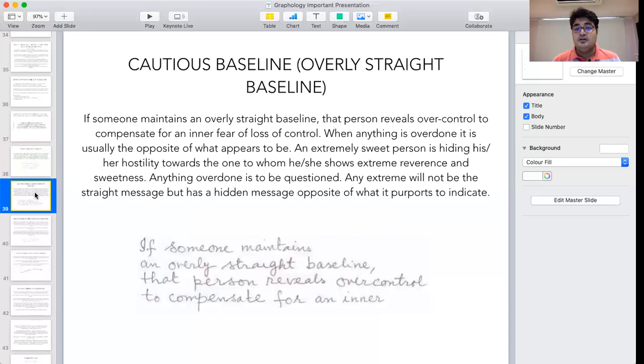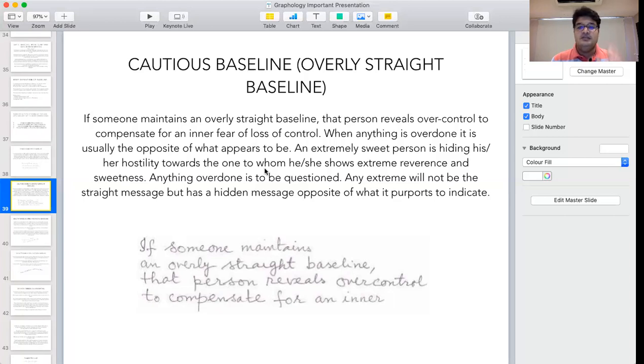Next, let's talk about a cautious baseline, that is an overly straight baseline. If someone maintains an overly straight baseline, that person reveals over control to compensate for an inner fear of loss of control. When anything is overdone, it is usually the opposite of what appears to be.